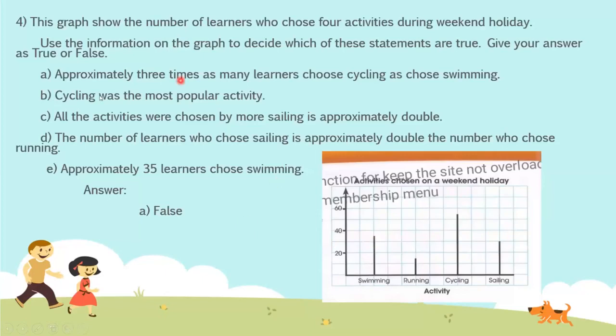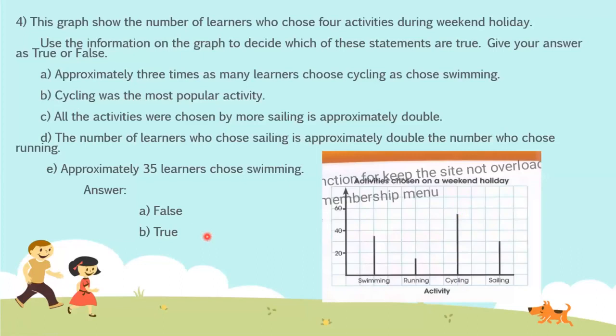Now, the B part, cycling was the most popular activity. Let's see. So by considering the graph, the line for the cycling is the highest. So it is the most popular activity. Yes. Now C part, all the activities were chosen by more.